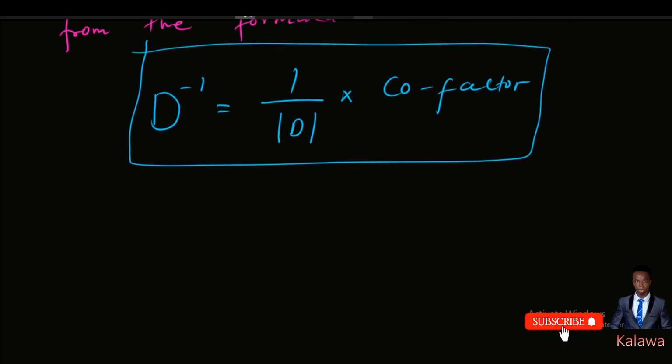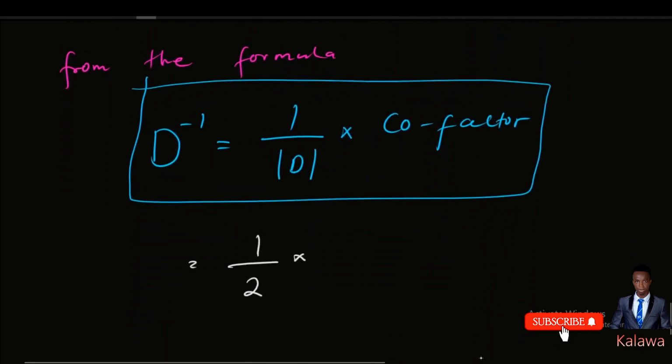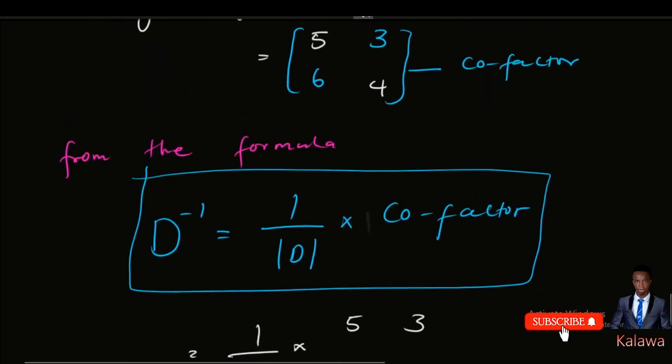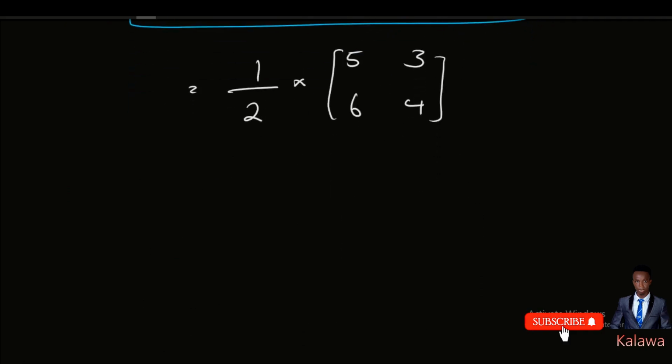So what is our 1 divided by the determinant? It is now 1 divided by 2 multiplied by, what is the cofactor? This is the cofactor now. 5, 3. And then we have 6, 4. So this is the cofactor. So we do the multiplication now. We're going to multiply this.